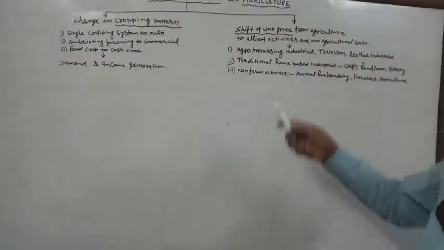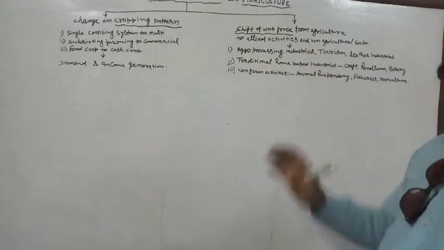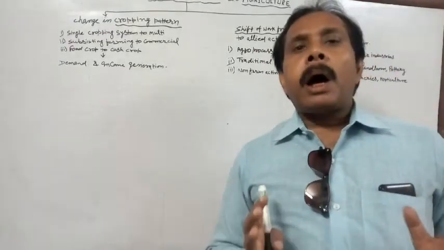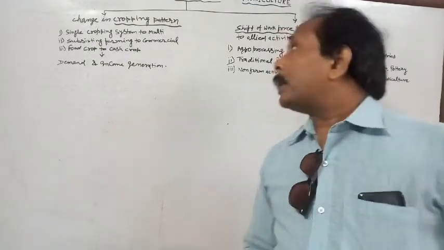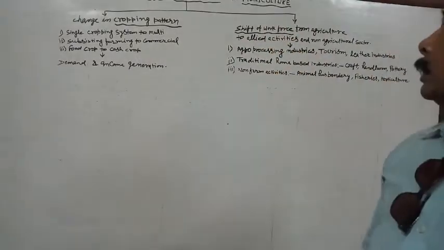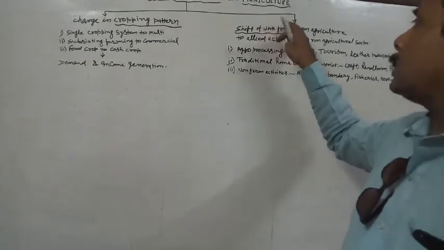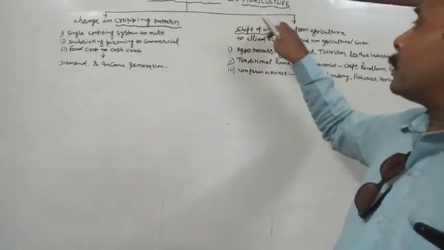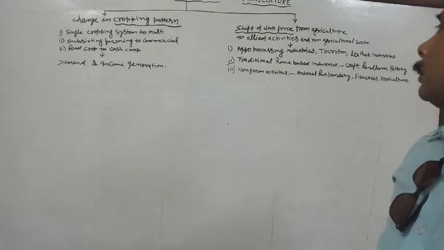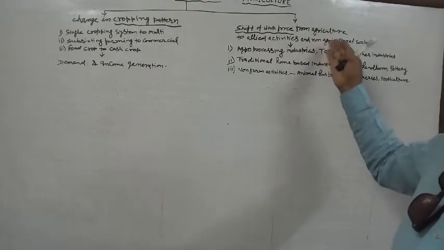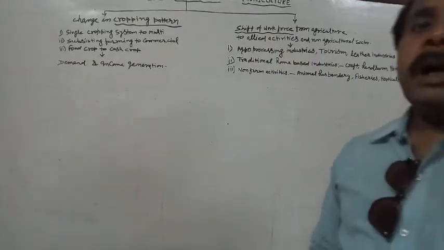Now come to the next point, that is the shift of workforce. Workforce means the persons who are already employed or engaged in different kinds of work. Actual people who are working at any place and earning something are known as the workforce. The workforce employed in agriculture must be shifted from agriculture to non-agricultural sectors or to allied activities related to agriculture.